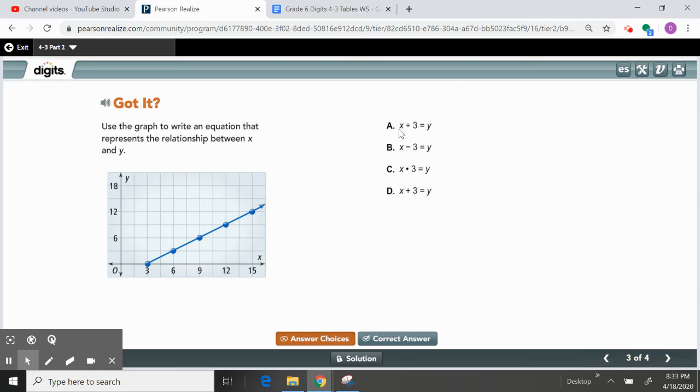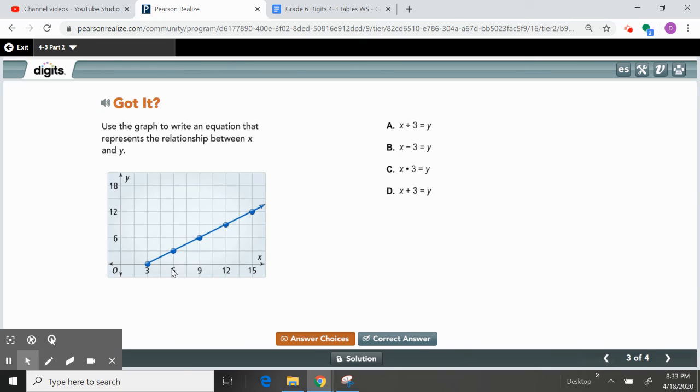Let's see. If x is 3, 3 divided by 3, does that give me y? Does that give me 0? No. 3 divided by 3 gives me 1. So I'm crossing off A. That's not right. X minus 3 equals y. So if I take my x value, minus 3, does that give me 0? Yes, it does. So maybe it's this one.